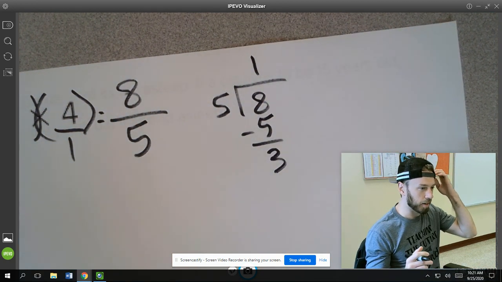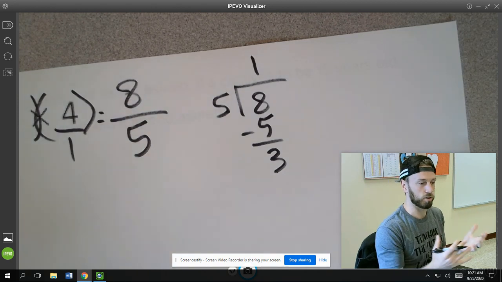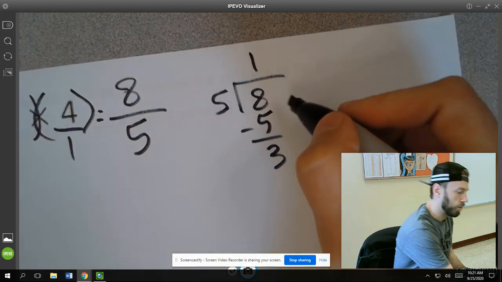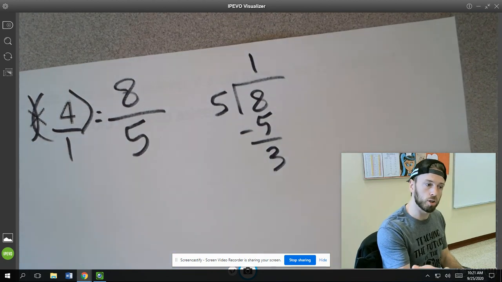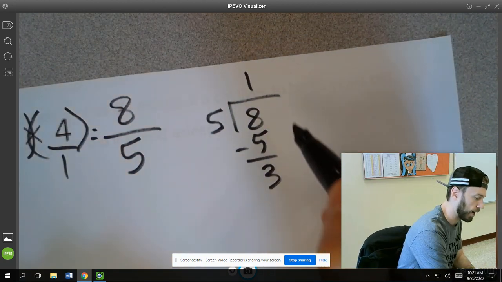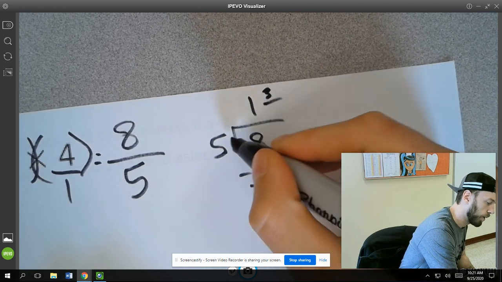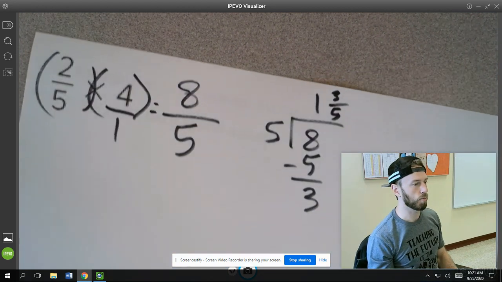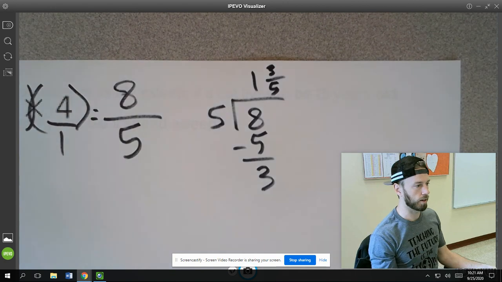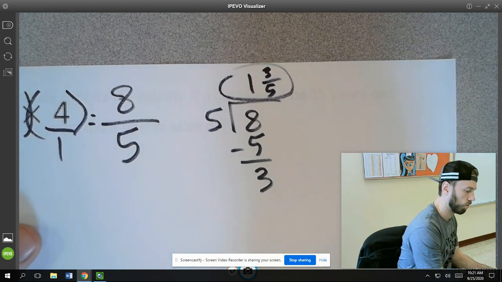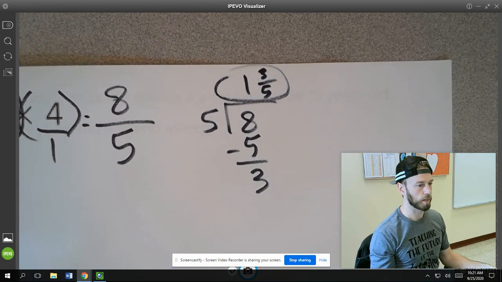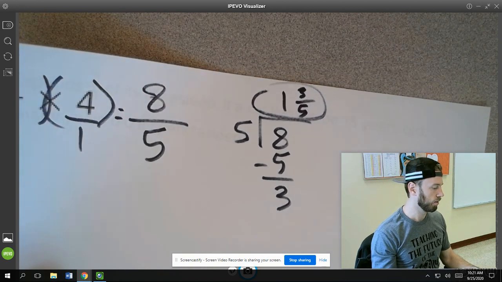This may seem a little weird, but in order to write our answer as a fraction, if this were a decimal, we would just add a decimal and keep dividing, which you could do. But we're going to keep it as a fraction. We'll just take whatever this remainder is down here. That'll be our numerator, and our divisor is our denominator. So we'll just say 1 3/5 is our answer. 1 3/5. And that's how we handle improper fractions.